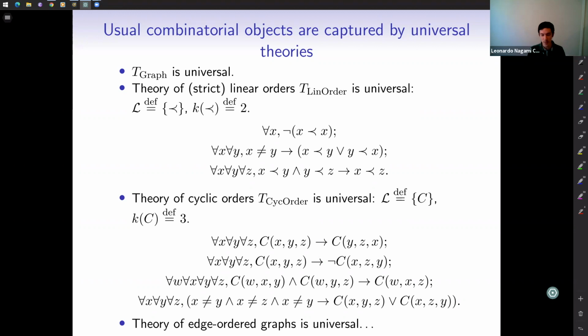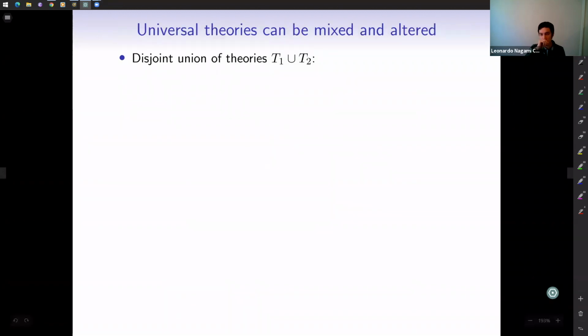Okay, so now let's spice things up a little bit more. If I give you two theories, I can actually do some neat constructions on top of them. I could, for instance, take the disjoint union of these two theories. So by disjoint union of two theories, what I mean is each theory has a language. I take the disjoint union of the languages and I put both the axioms of T1 about the part of T1 and the axioms of T2 about the part of T2.